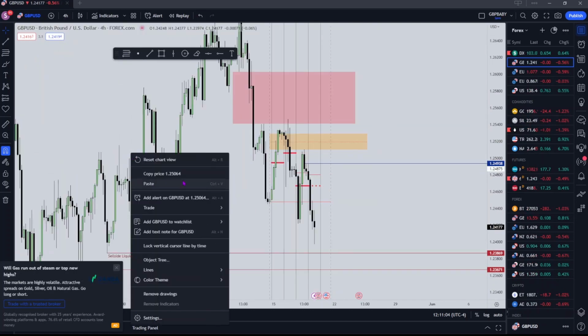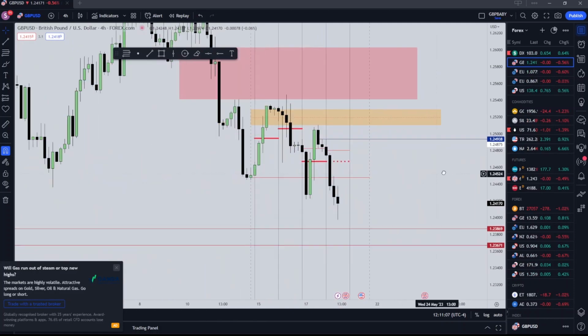We'll go up to the 4 hour. You can see we left a big fair value gap, so I'm going to mark that out.